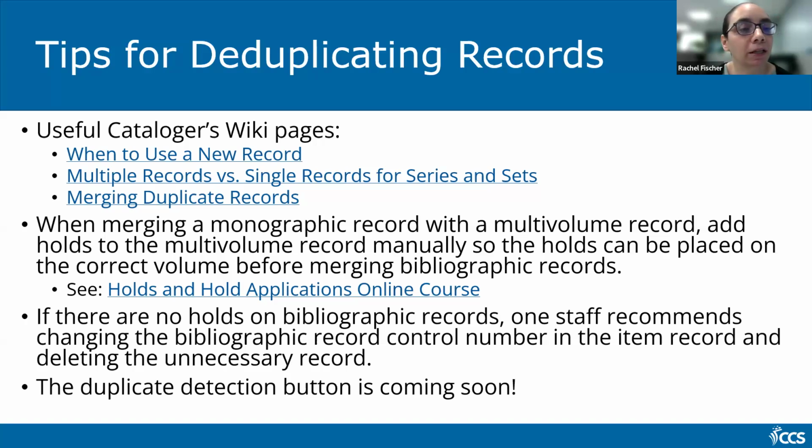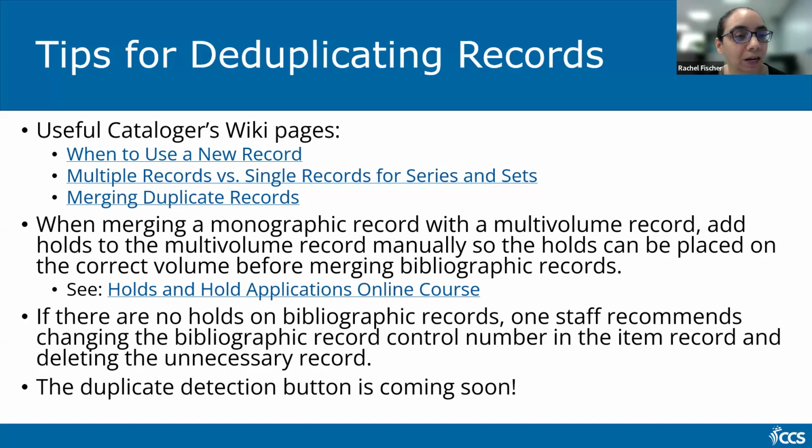It can also be challenging to merge those monographic records with the multi-volume record set when there are holds, because the holds don't get placed on the correct volume on the multi-volume record. So those holds do need to be moved manually and transferred to the other record or placed manually so that you can select the right volume. So you may want to go over the holds and hold applications online course that's linked to on the screen.